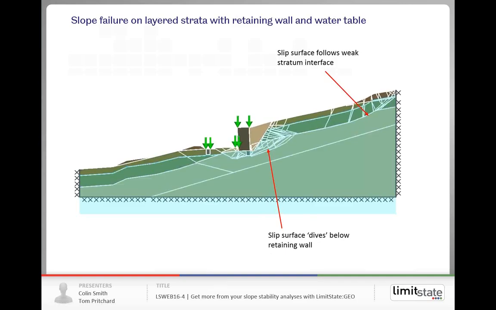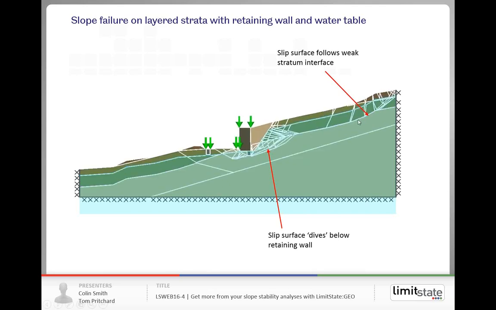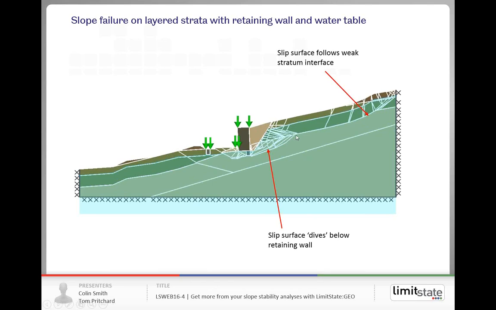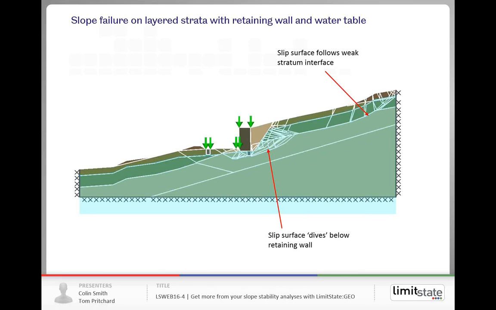So here's another model that we've run. This is on layered strata with a retaining wall and a water table. What you can see at the top right is that the slip surface dives down to basically a weak interface between the two strata. But as it gets closer to where this retaining wall is, then the slip surfaces have to dive under that and then come up underneath. So again, highly non-circular, but the software will capture all of those failure modes, just seeks out the most critical mechanism.